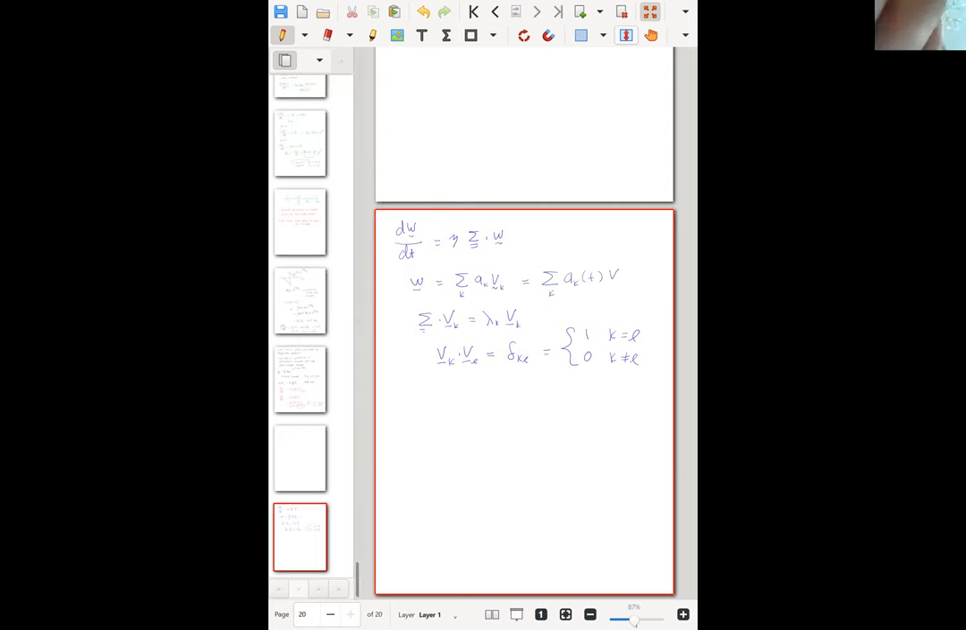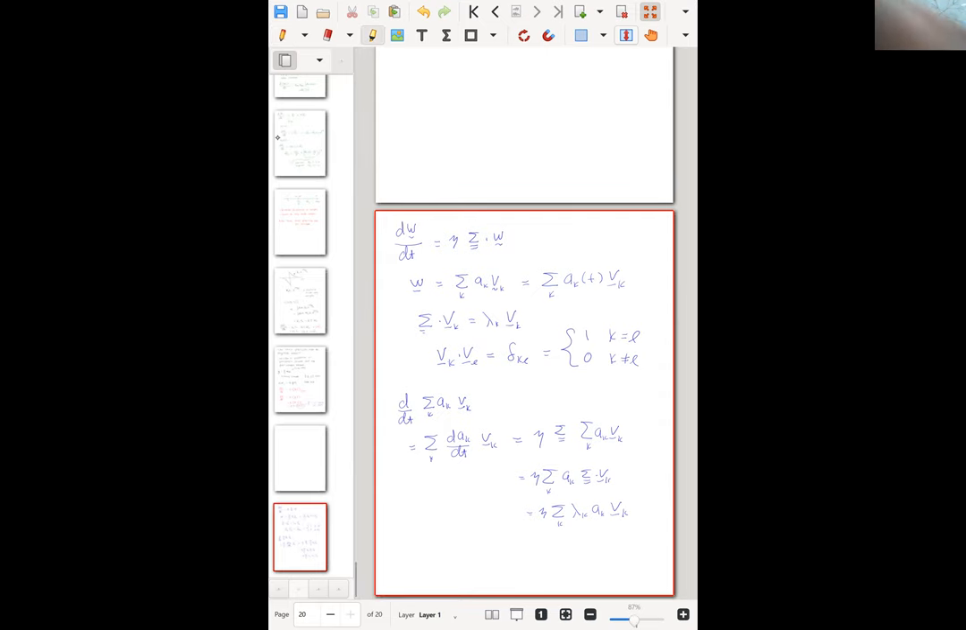So what we get is d/dt of the sum over k of ak vk, and that, of course, is the sum over k of dak/dt times vk, which equals eta sigma dot the sum over k of ak vk, which equals eta times the sum over k of ak sigma dot vk, which equals eta times the sum over k of lambda k ak vk. Okay? So we have vks on the left-hand side and vks on the right-hand side.